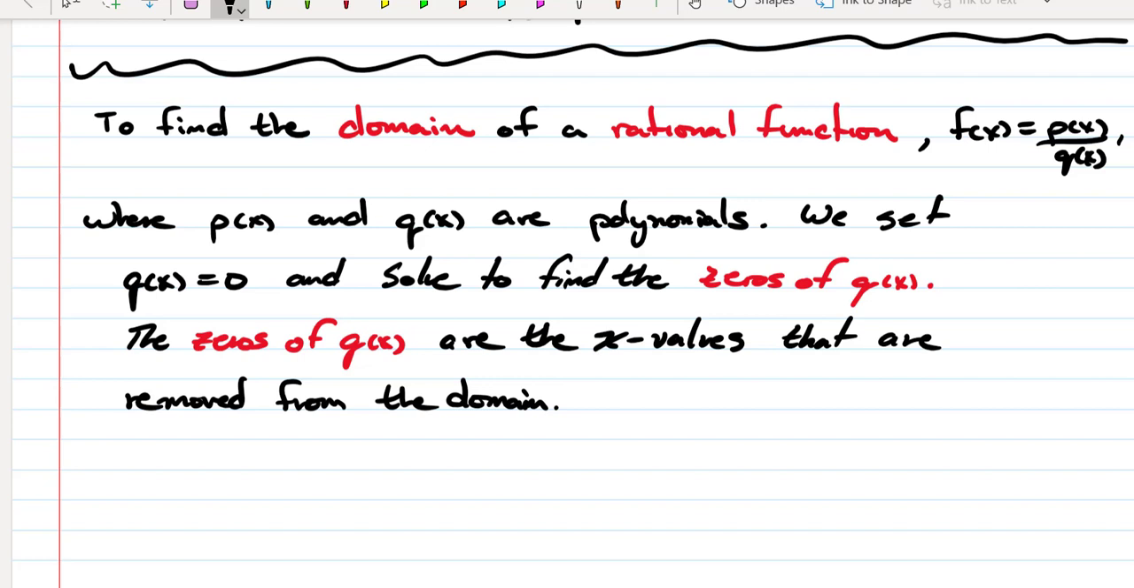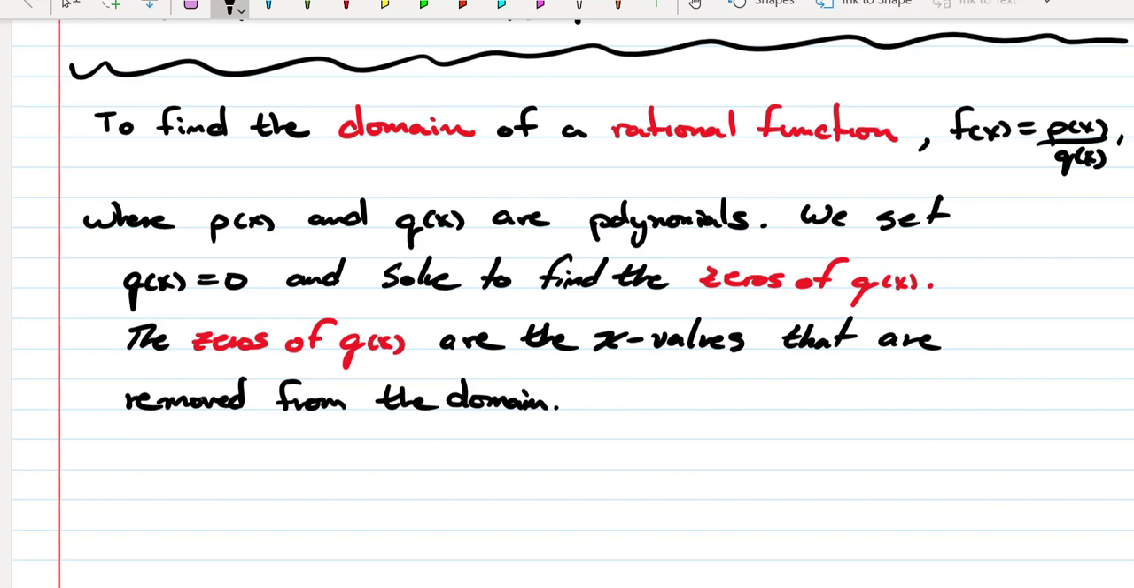So to find the domain of a rational function, f of x equals p of x divided by q of x, where p of x and q of x are polynomials, we set q of x equal to 0 and solve to find the zeros of q of x. The zeros of q of x are the x values that are removed from the domain.